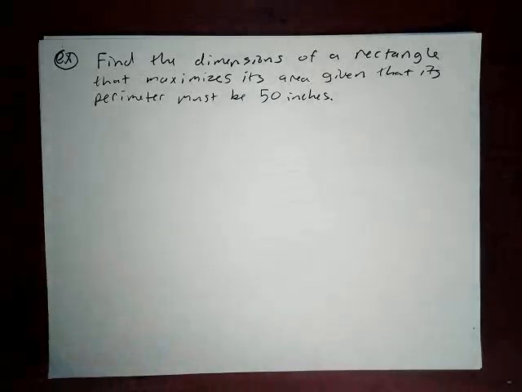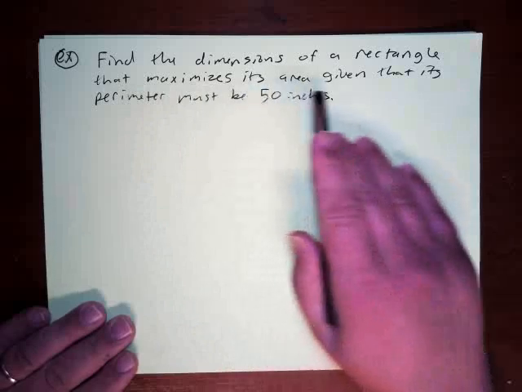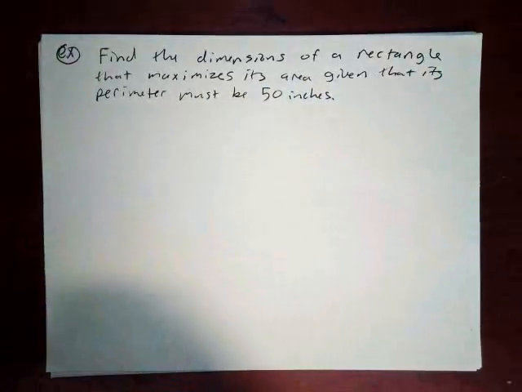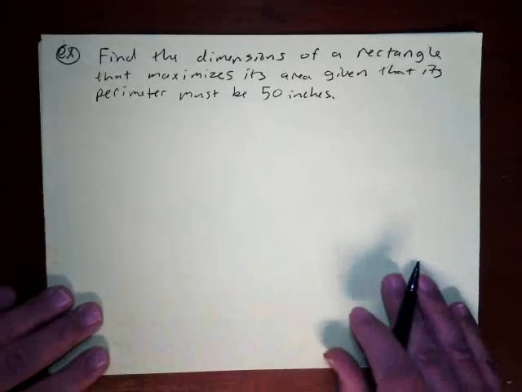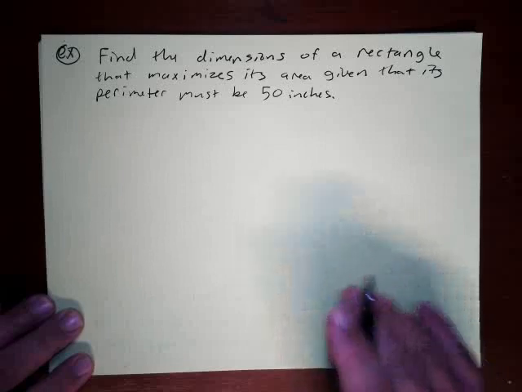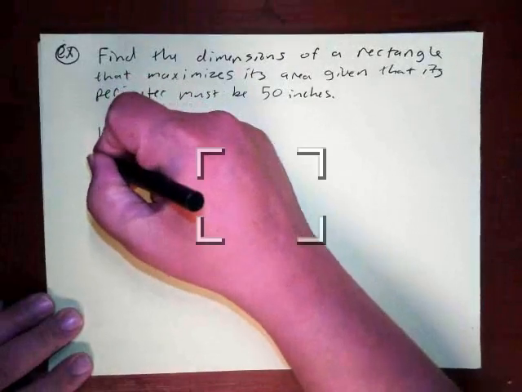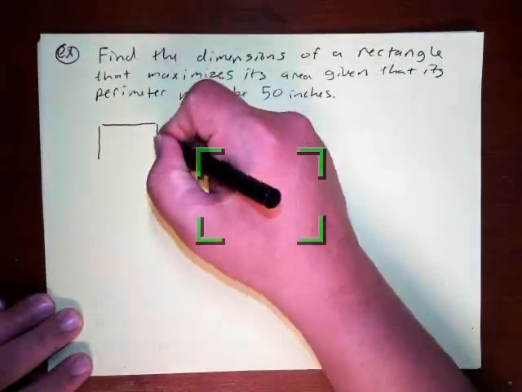We're now going to do some examples of optimization problems. And so we're going to start with this simple one here. It wants us to find the dimensions of a rectangle that maximizes its area, given that its perimeter must be 50 inches. Okay, so if I draw a picture, this is always a good place to start.